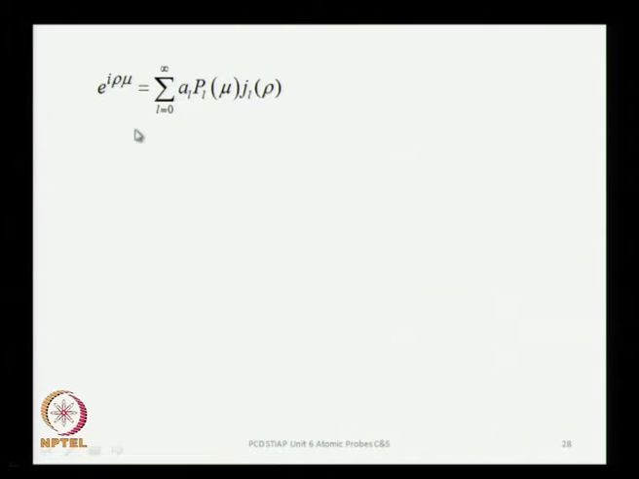So, this is your e to the i k dot r. I have written k r as rho and cosine theta as mu. So, as theta goes from 0 to pi, cos theta will go from 1 to minus 1. So, mu will go from minus 1 to 1. Okay.